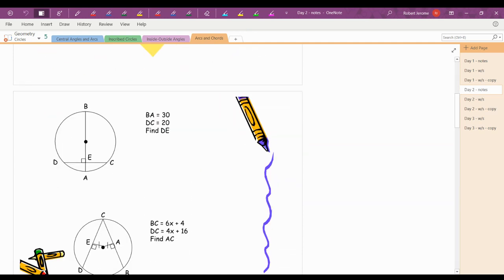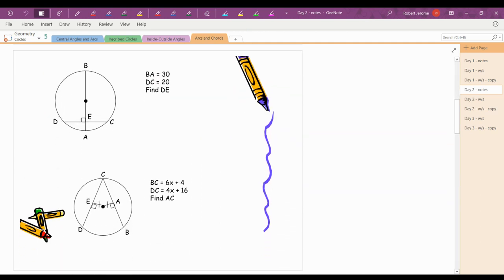So let's see what's going on. We're going to do a little bit of just mixture, and then we'll turn our focus. So let's look at our first one here. We are given, let's see, what are we told here? BA is 30. So BA, the entire diameter is 30. Now, what does that really mean? Because it's made up of 2 radii.